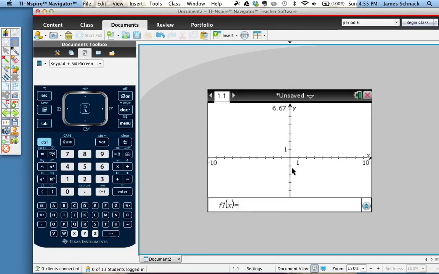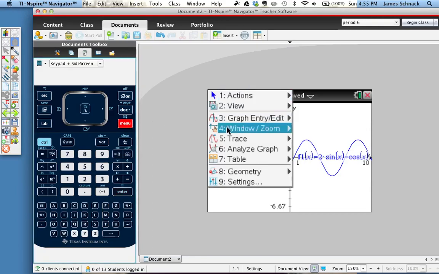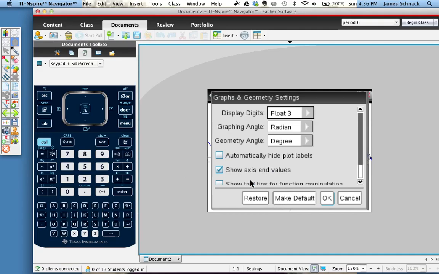So we're going to add a graph page, and I'm going to type this in. 2 sine of x minus cosine of x. And it looks like this. Now, yours might not look like this. What I want you to do right now is press Menu, and we're going to go down to Settings. Your graphing angle for this must be radians. If your graphing angle isn't radians, if it's degrees, then we can't possibly find all the solutions from 0 to 2π. So make sure that that is set to radians.